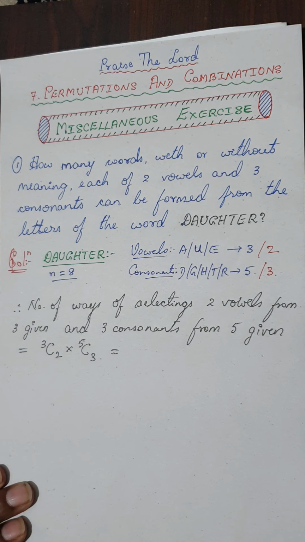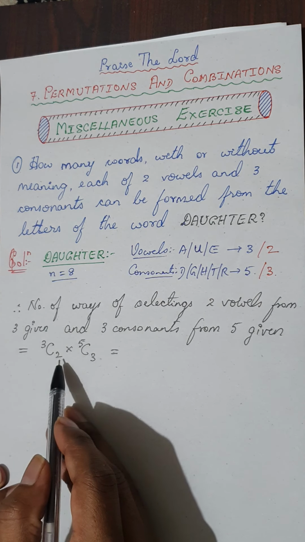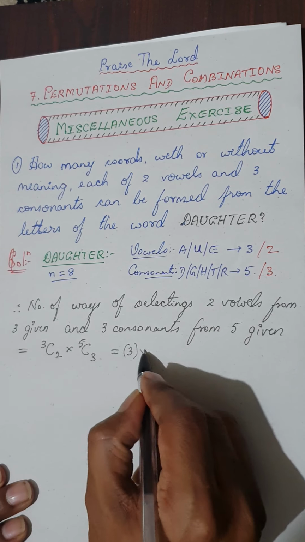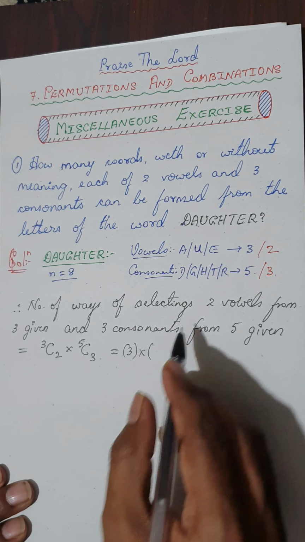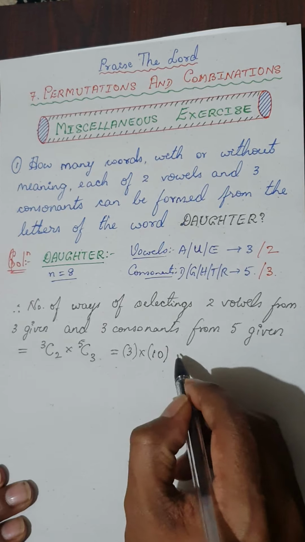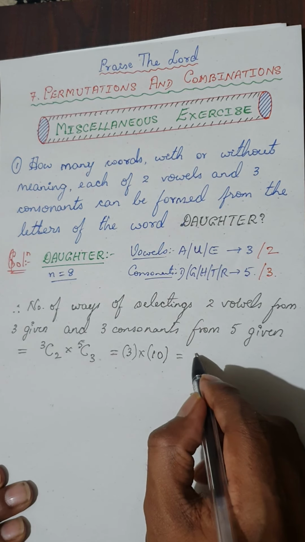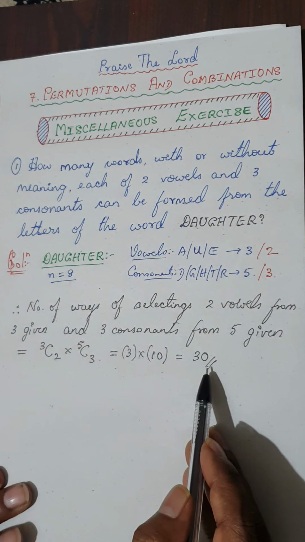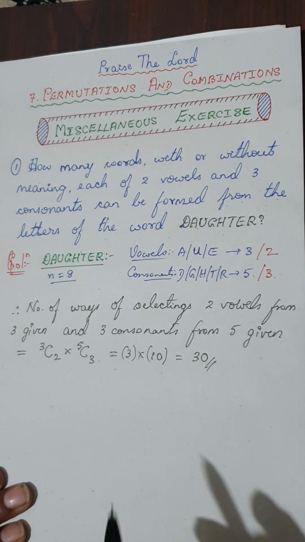Now this is nothing but you can make your calculations. Now 3C2 is nothing but 3C1, that is actually 3. Into, now 5C3 is same as 5C2. If you want, you can check it. That value is nothing but 10. So totally there are 3 into 10. Therefore, there are 30 ways you can select the required letters.